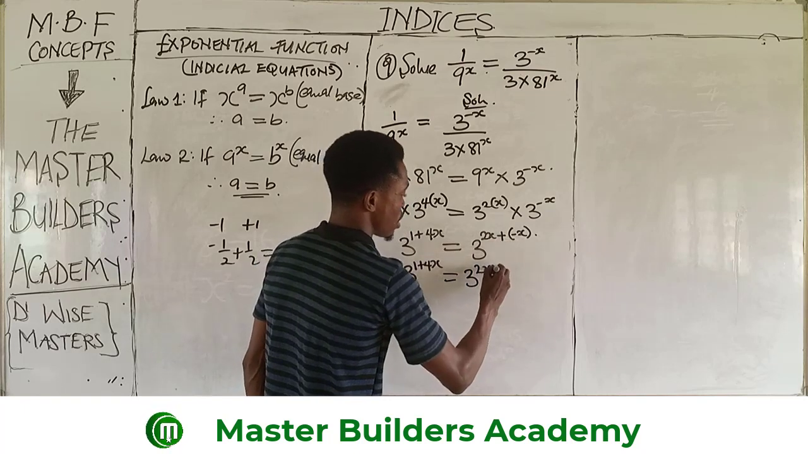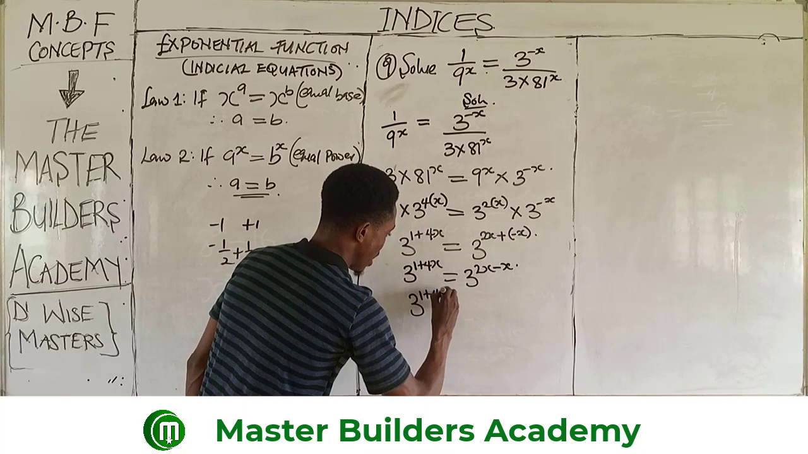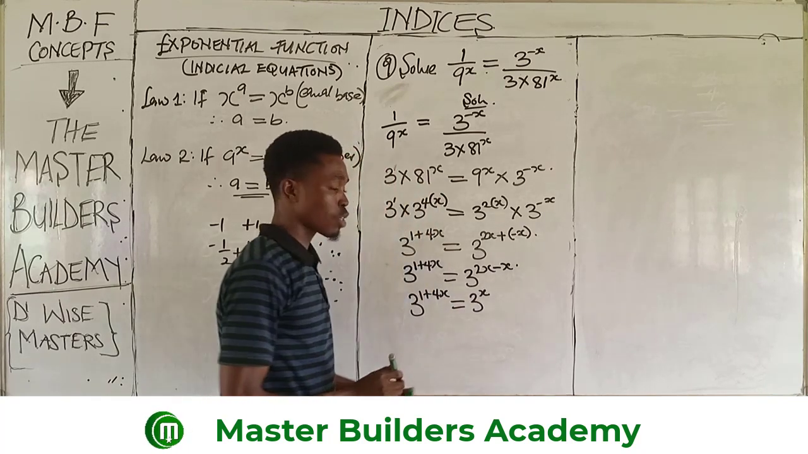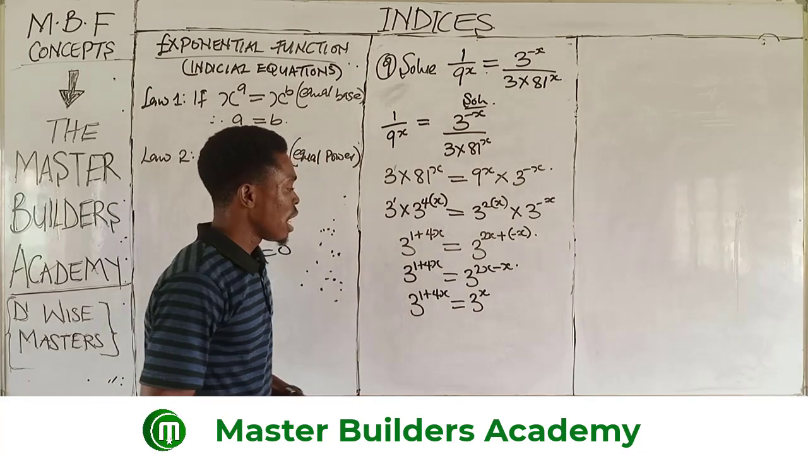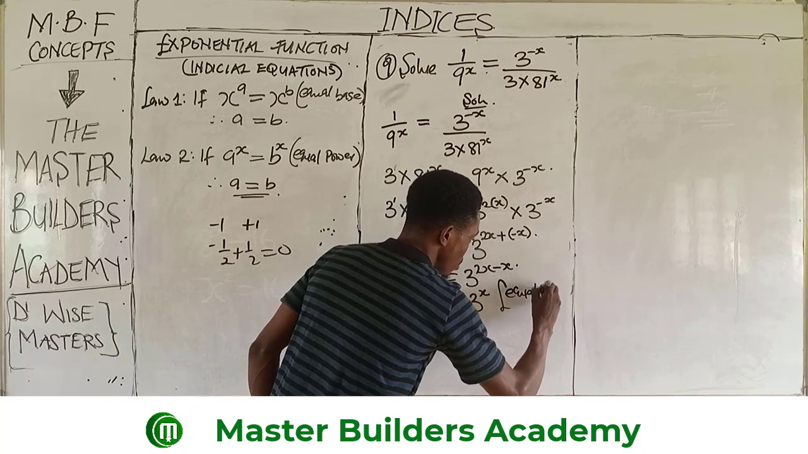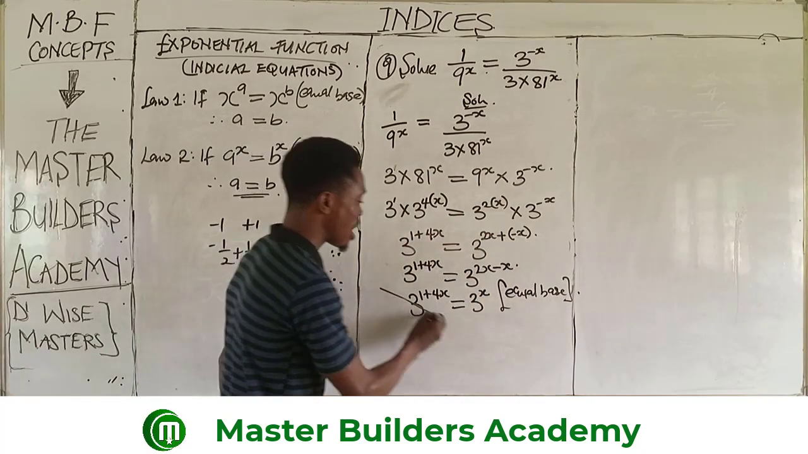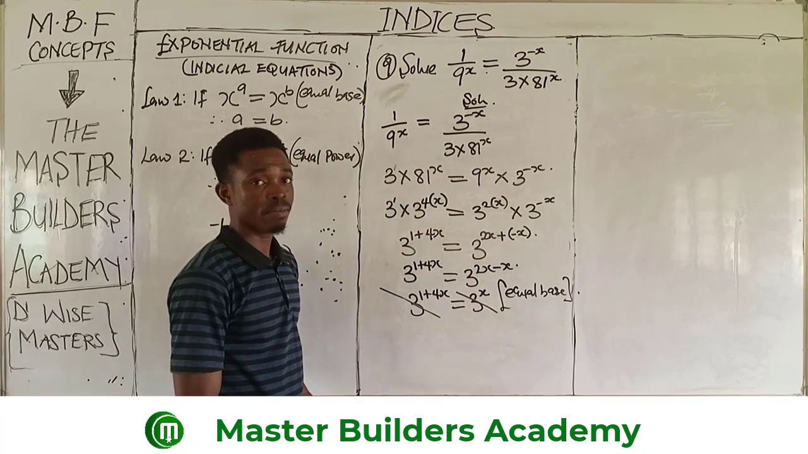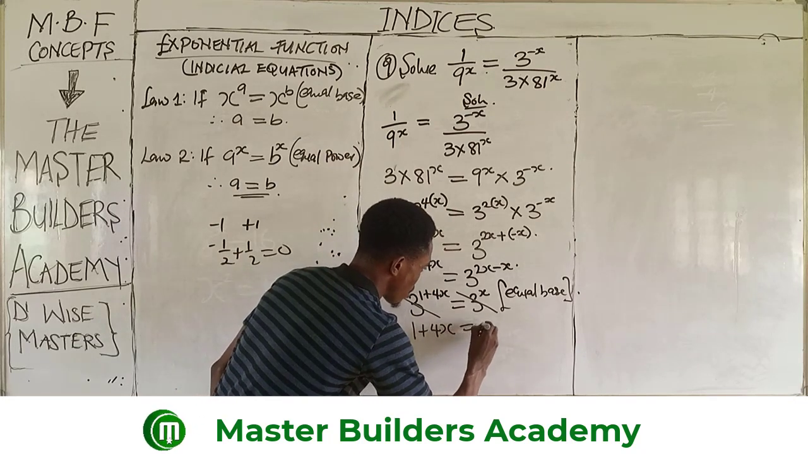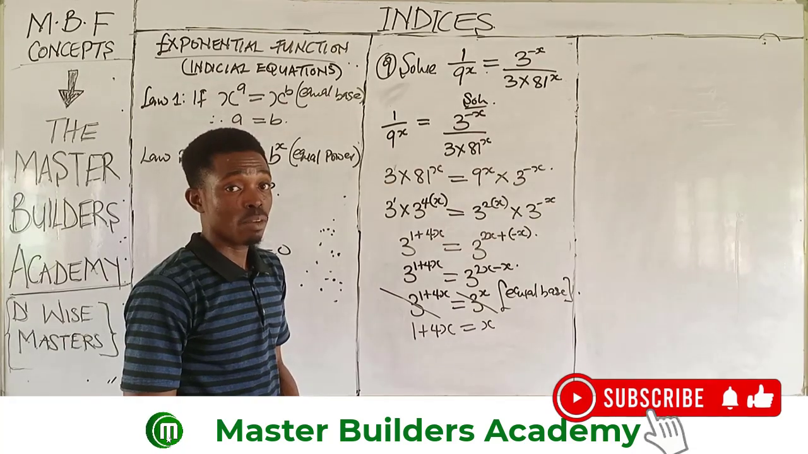Now, plus times minus is minus. And finally, we are going to have this as 3 raised to the power 1 plus 4x is equal to 3 raised to the power 2 minus x. Now, at this point, we have equal base. And anytime we have equal base, all we simply do is to cancel out the base and equate the powers. So the powers here are 1 plus 4x, which is equivalent to 2 minus x. And now we are looking for the value of x.